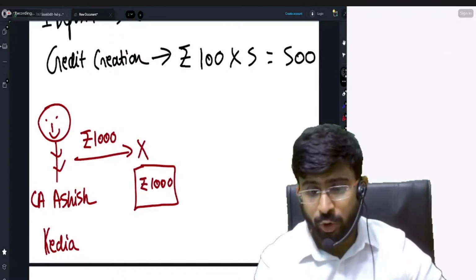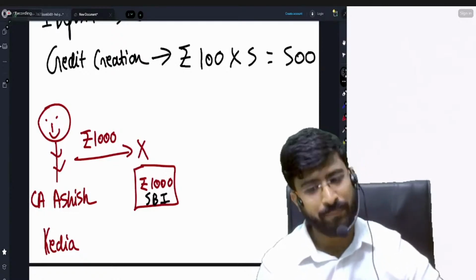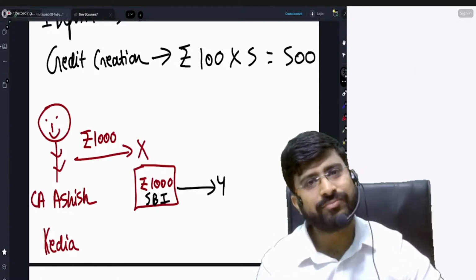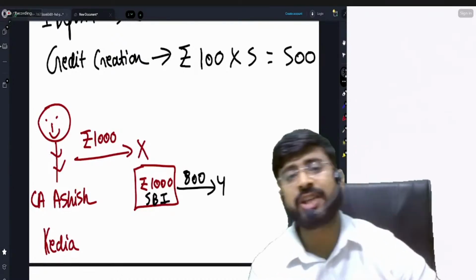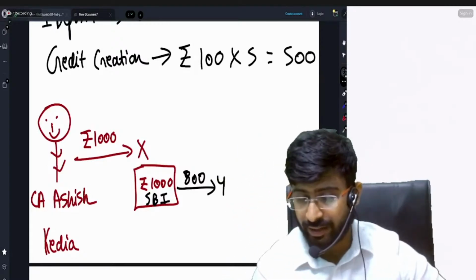Now, you know that this bank, suppose this bank is SBI, State Bank of India. SBI grants loan to Mr. Y. How much loan can be granted? 800 rupees. You know why? Because SBI has to maintain 20% as reserves. Oh, haan, sir, it's correct.